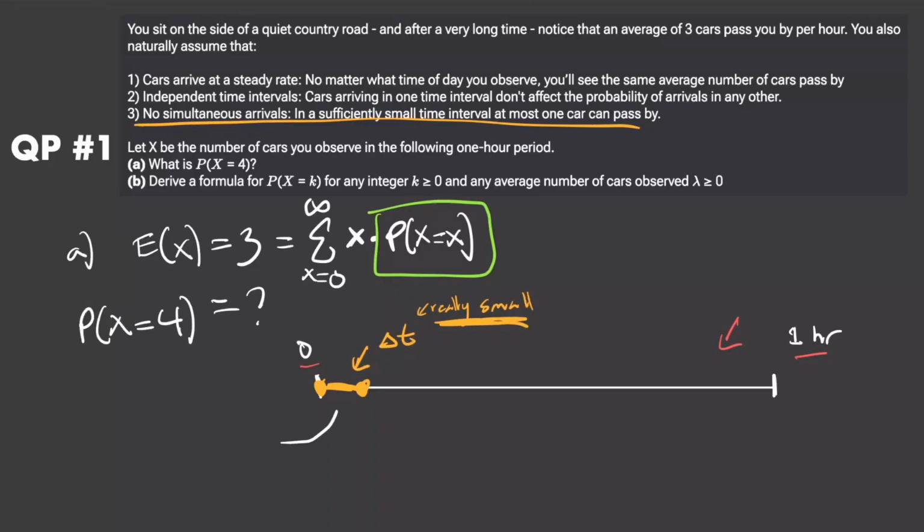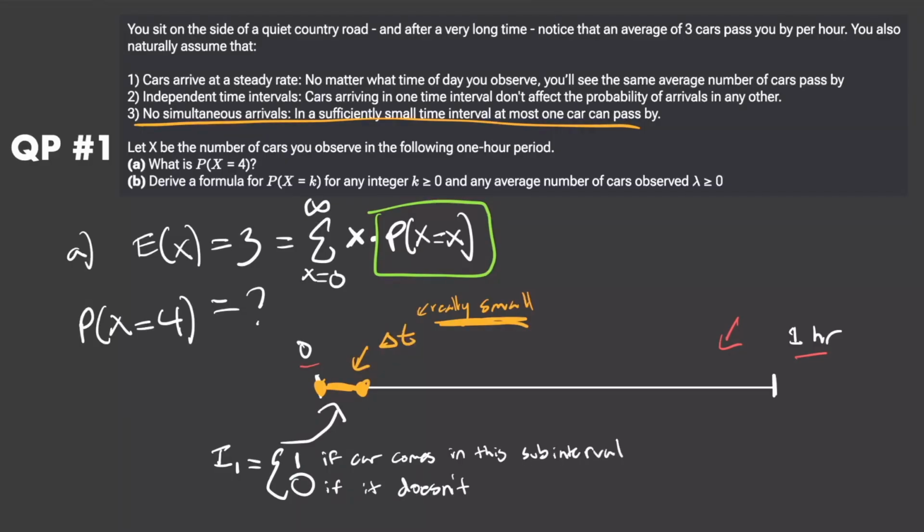And what that allows us to do is be absolutely sure that within this time interval, either 1 car will pass us by or 0 cars will pass us by. And that means that this is an indicator variable. I'm going to call it I sub 1, and it's equal to 1 if a car passes us by within this interval, and it's equal to 0 if it doesn't. So here again, just like all the discrete distributions that we've done, here come the indicator variables that are going to make this problem a lot simpler.